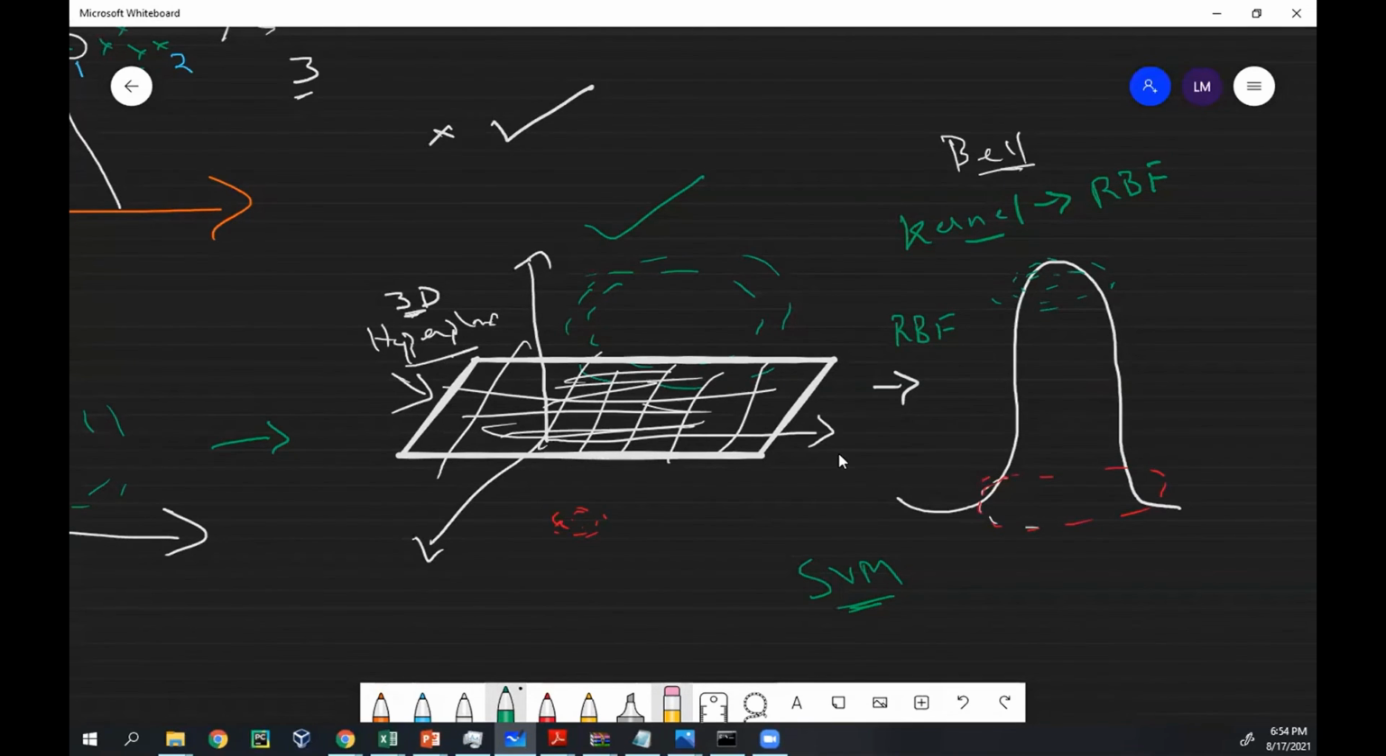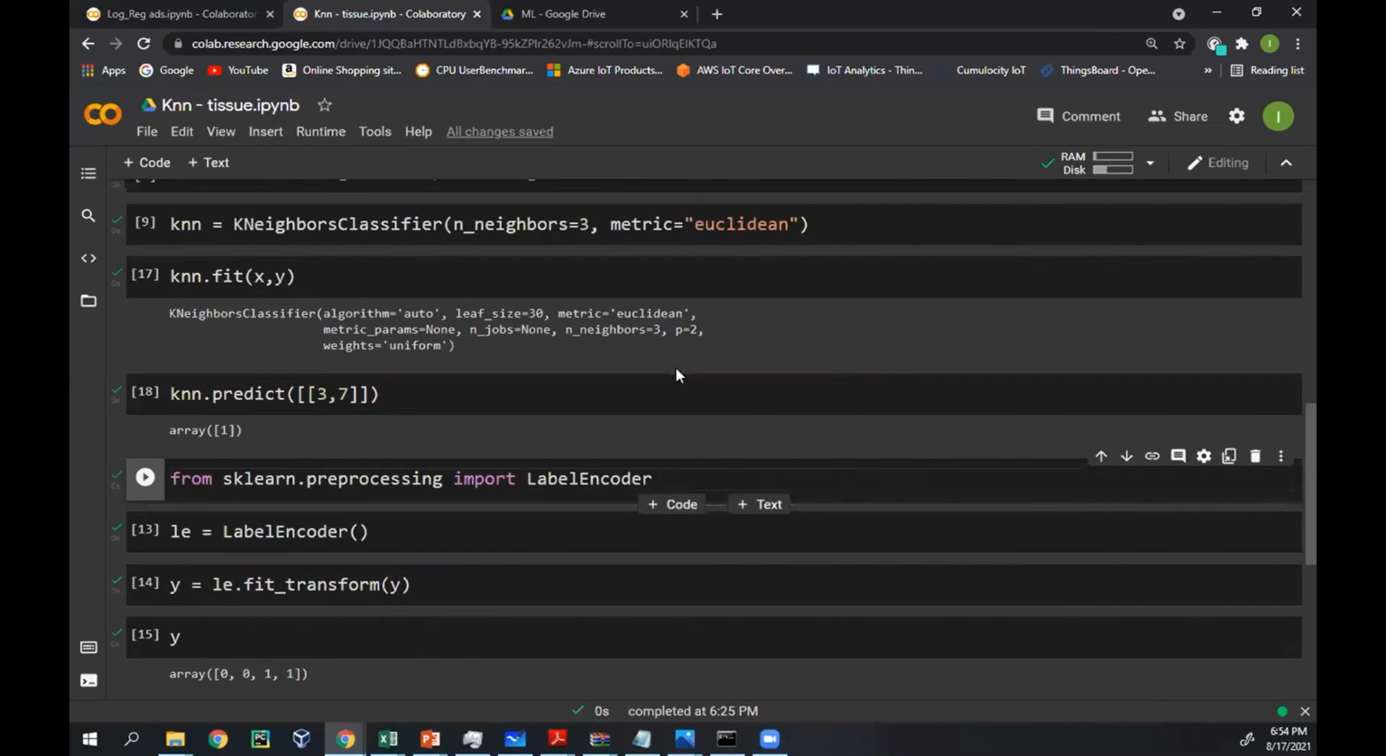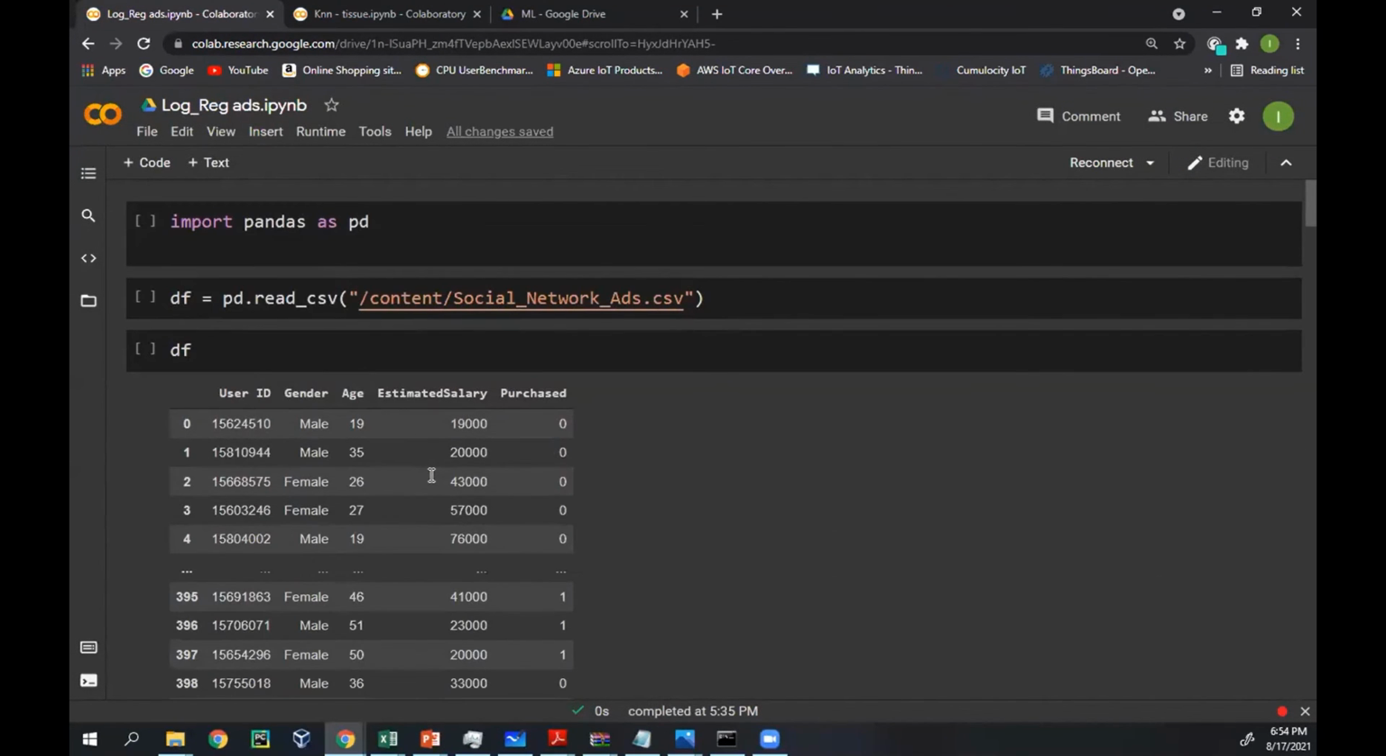Now, if you want to do this exact same thing on your Google Colaboratory, we can also do that. So let's proceed further and do this RBF thing on our Google Colaboratory. The data we are going to use is the same data set, the social network ads, and here we got an accuracy of 88.75%, right? So let's check what's up with this.